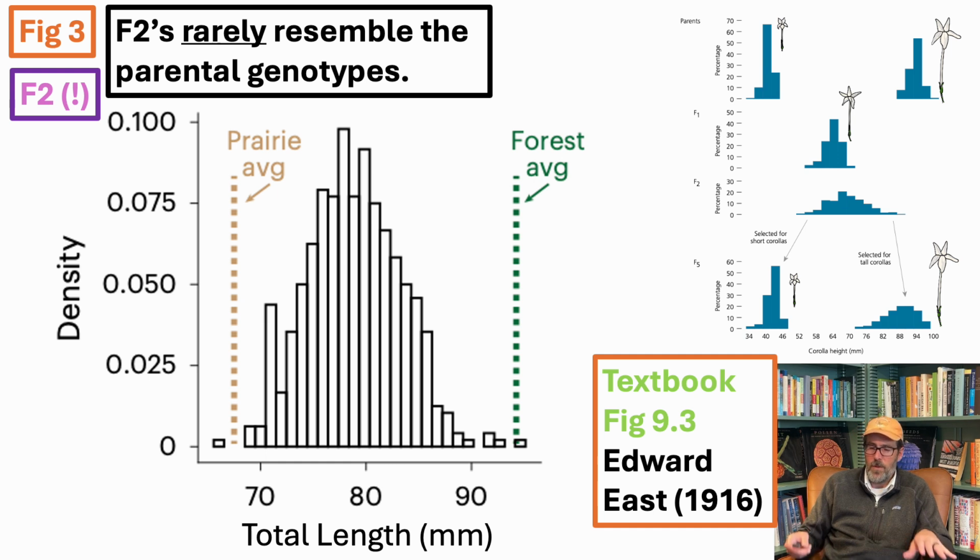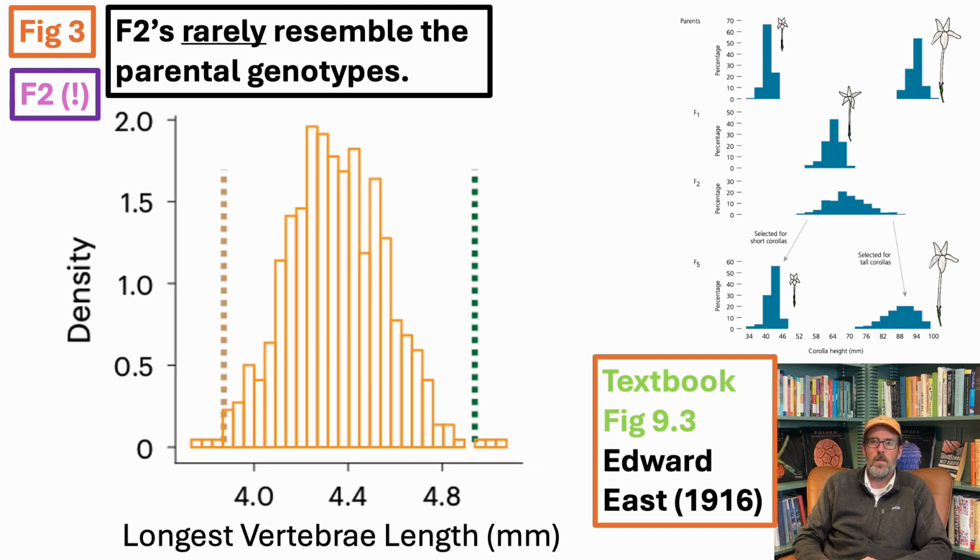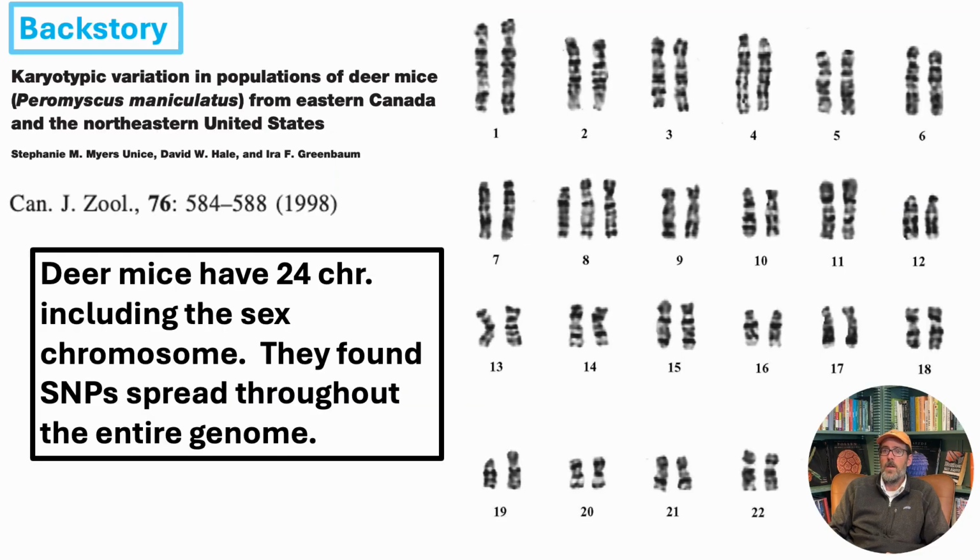Edward East went on to do other things, but this is a great textbook tie-in. We've already learned about QTL, we've already learned about Edward East, and here's another recent example of the utility of QTL in discovering the genetic basis of a phenotype. There's more data, different dimensions, like the longest vertebra length in the F2 population also showed a normal distribution, intermediate between the two parents, and didn't very frequently resemble the individual parents.